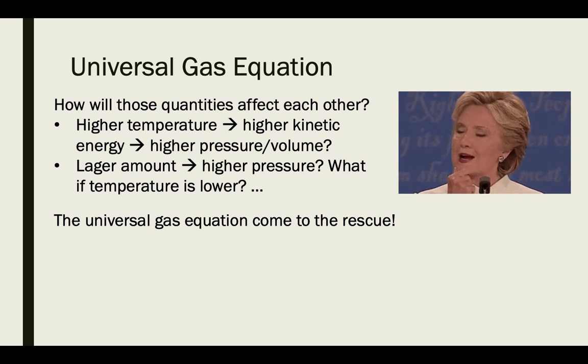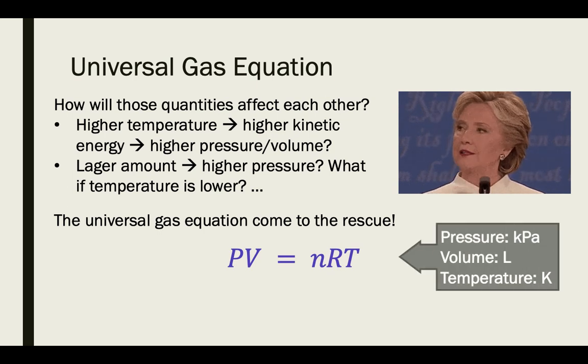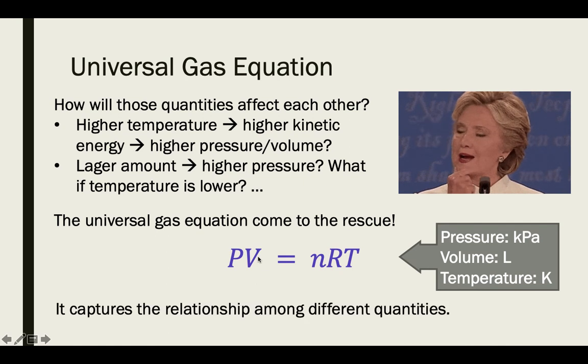Actually, it's not a theoretical equation. It's derived through experiment. It's PV = nRT. So every quantity in this equation has its prescribed unit. It means that the temperature of gas multiplied by the amount and multiplied by a constant equals the pressure multiplied by its volume. So it captures the relationship among different quantities.